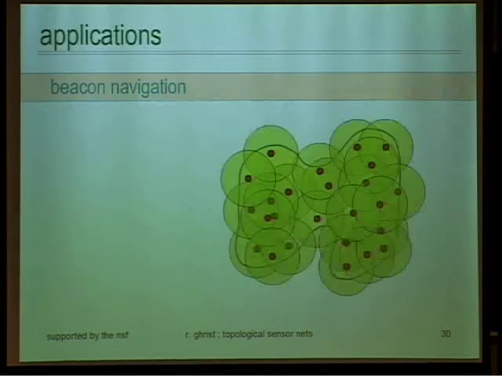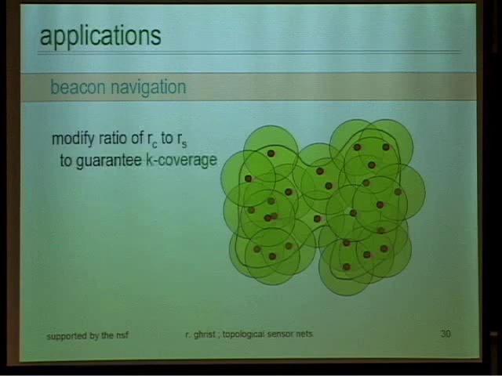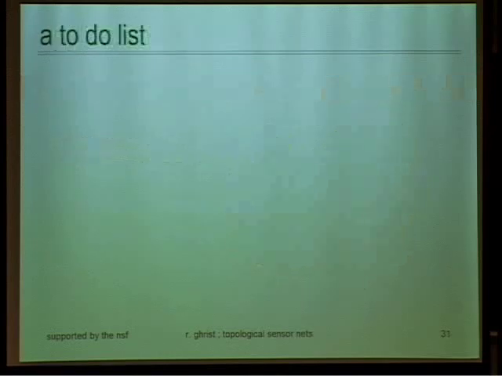And lastly, if you're trying to do robotic navigation by triangulating off of beacons, then I want to be able to look at this cover and say, okay, what's the subset that is three-covered, that sits in at least three sensors at any given point in time? And I believe that there are homological criteria that one can write down for that as well, but this is work that hasn't been done yet.